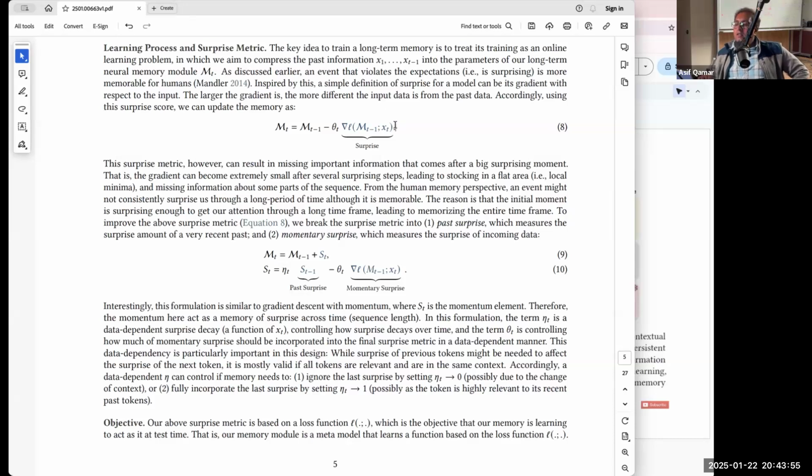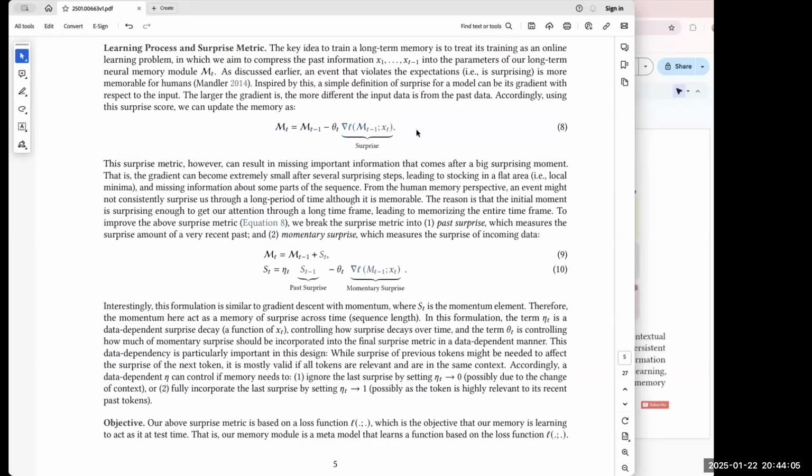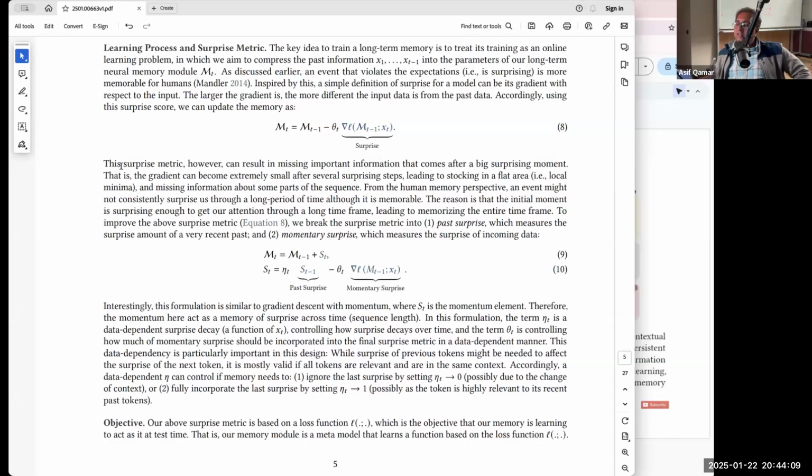In which case, the memory will not be updated. That's sort of the equation they are proposing. Does that answer your question? Okay. Unfortunately, they didn't go into further detail in this paper.